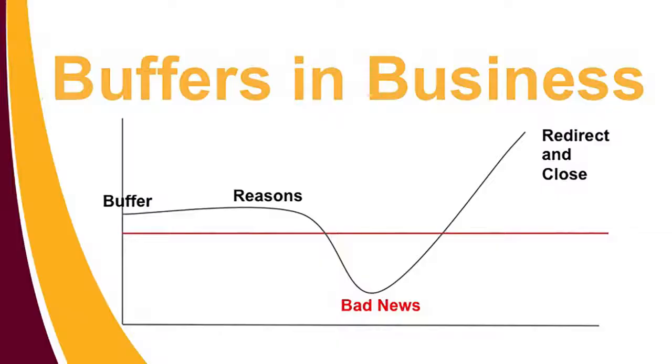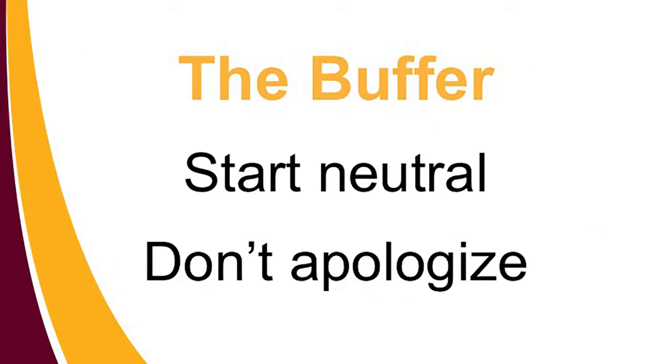Now let's take a look at how you would use buffers and the indirect approach in a business situation. The general pattern for the indirect approach, as it is used in writing, goes like this. Start with a neutral buffer. You don't want to start with good news because it will give your reader false hope that more good news is coming. So a neutral buffer or a show of appreciation for their business is a good way to start. You're not apologizing for the bad news to come. You're simply preparing the reader.